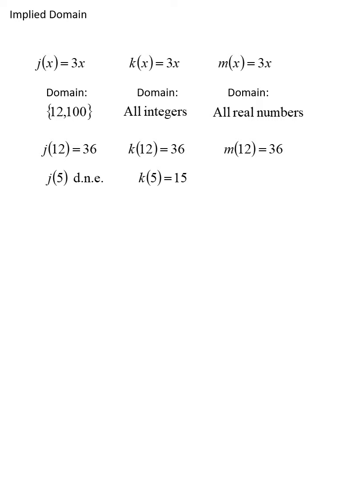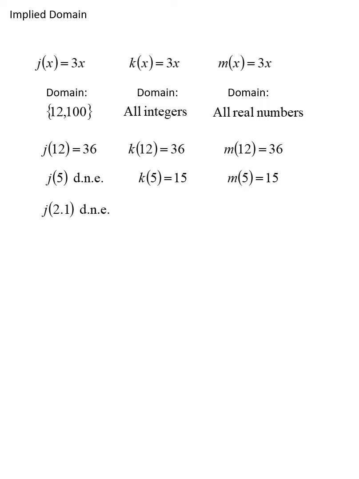For K of 5 would be 15, because 5 is an integer and therefore an allowable input. M of 5 would also be 15 because 5 is a real number. Real numbers are basically all positive and negative whole numbers and decimals, very roughly stated.